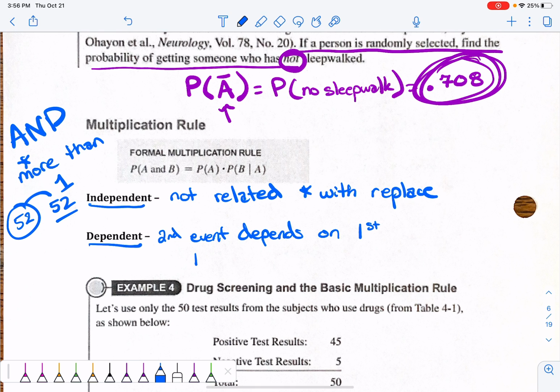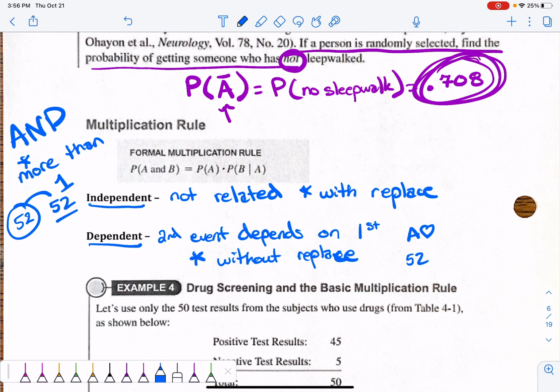And you will always see the words "without replace" here, okay? And the reason why I say the second event depends on the first event, let's say I'm drawing out of 52 cards the first time, and I drew the ace of hearts, okay? I drew the ace of hearts.